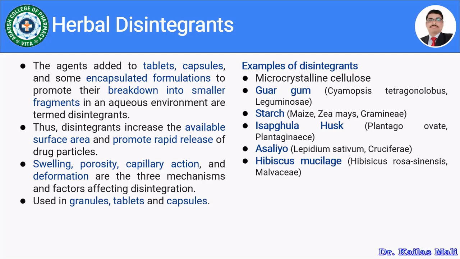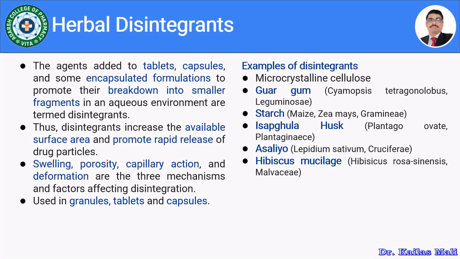Then guar gum, which is obtained from Cyamopsis tetragonoloba belonging to family Leguminosae. In a small percentage, it acts as a disintegrant. Then maize starch, which is obtained from Zea mays belonging to family Gramineae, is also used as a disintegrating agent, which acts by capillary action. Then isabgula husk, which is obtained from Plantago ovata belonging to family Plantaginaceae.